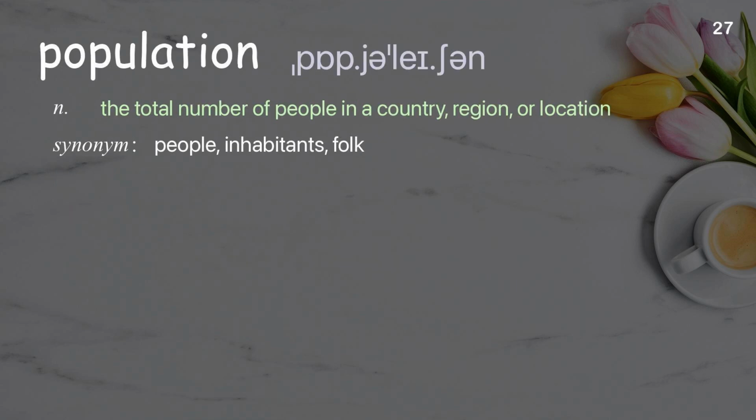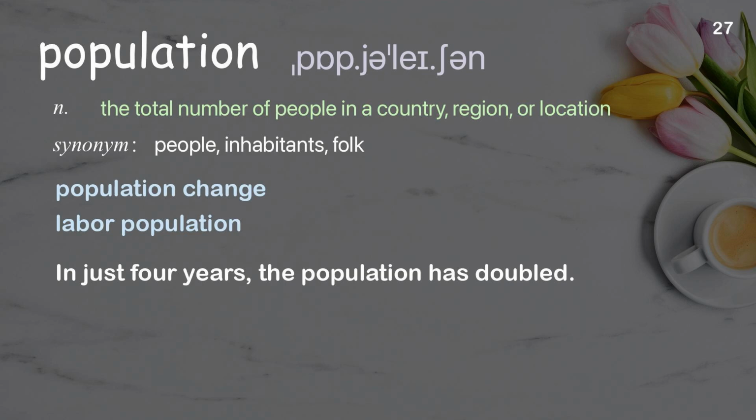Population. The total number of people in a country, region, or location. Examples: Population change. Labor population. In just 4 years, the population has doubled.